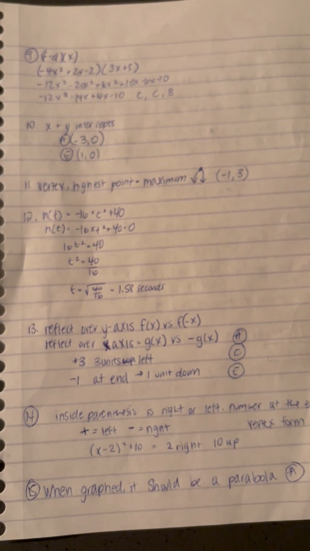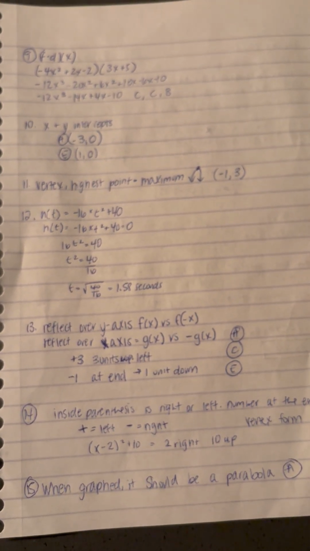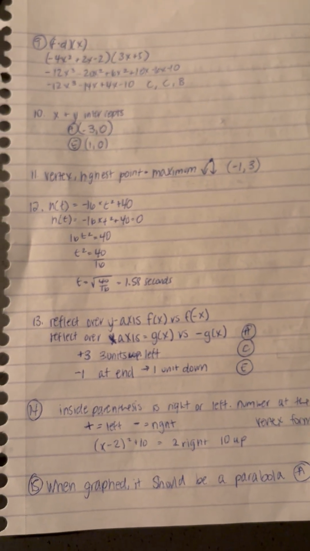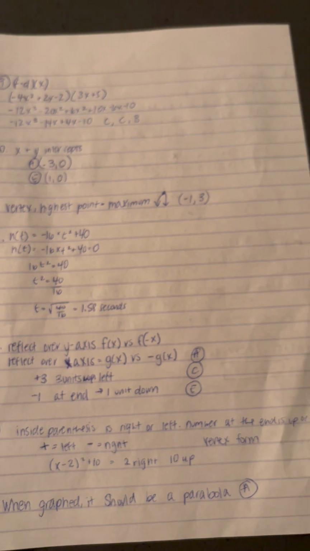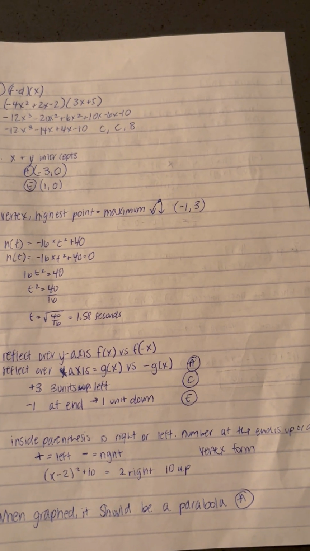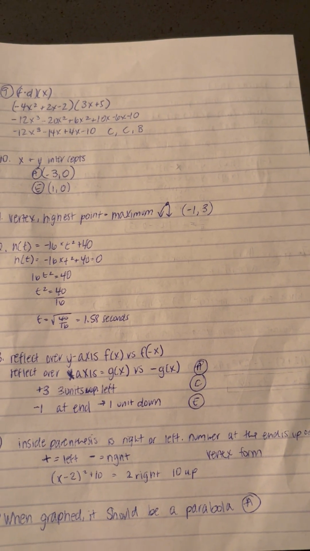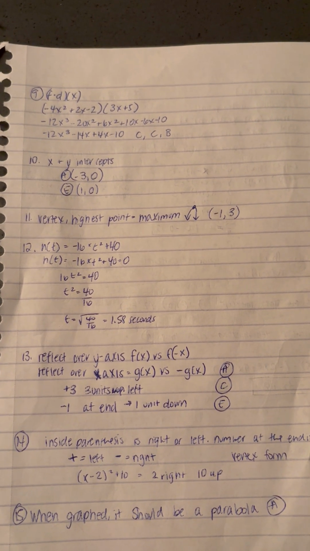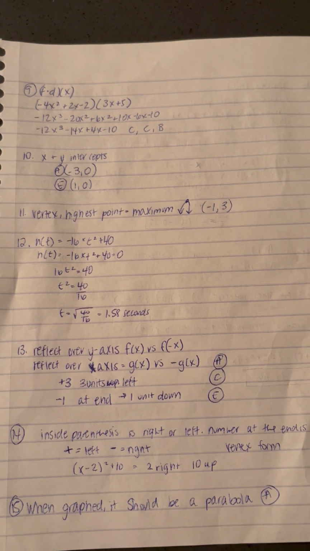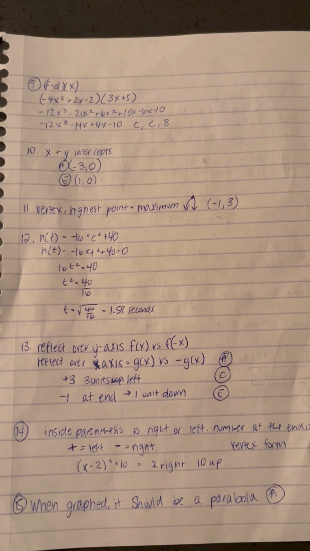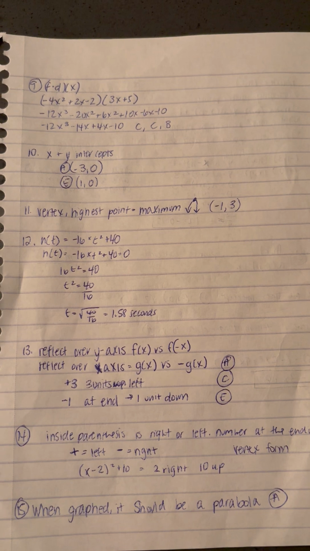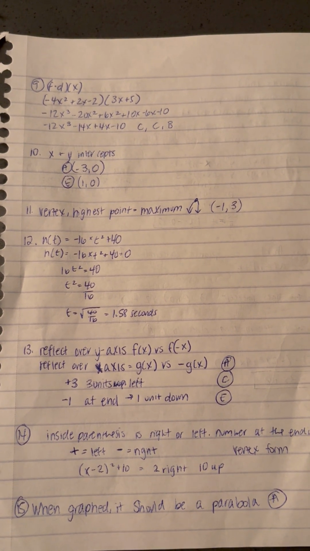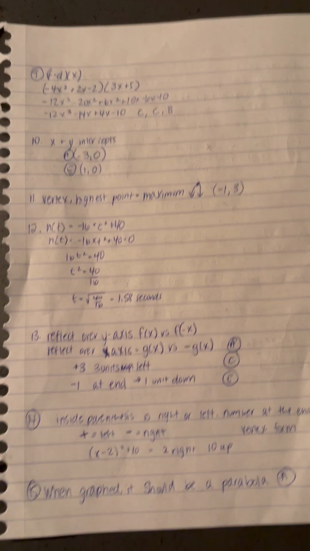For 13, which transformations are displayed in that graph? Well, first, we're reflected over the x-axis because we have a negative right at the beginning of our equation. Secondly, using vertex form, that +3 is translating us 3 units to the left. And finally, that -1 at the end is telling us that it's 1 unit down. So that would give us A, C, and E.